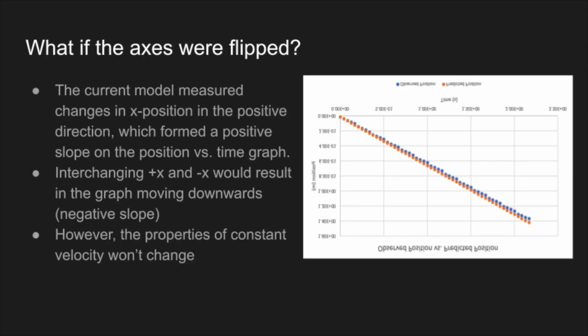So what if the axes were flipped? The current model measured changes in x position in the positive direction, which formed a positive slope on the position versus time graph. So interchanging plus x and negative x would result in the graph moving downwards, which is a negative slope. And as you can see in the figure on the right-hand side, it'll look like that. However, the properties of constant velocity won't change.